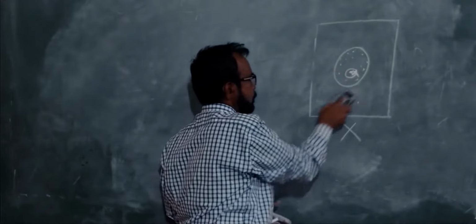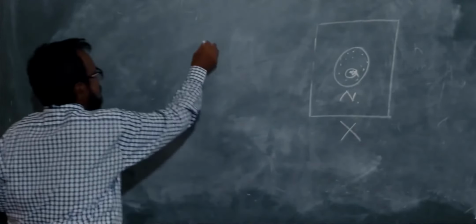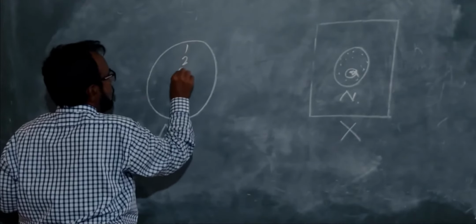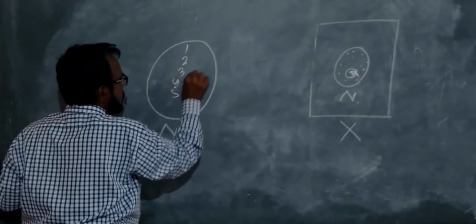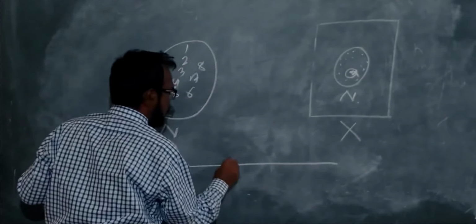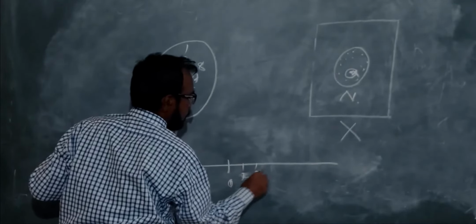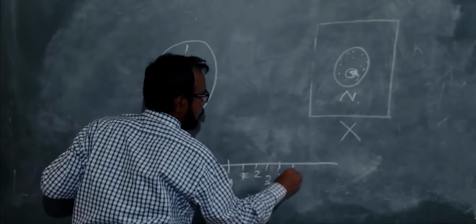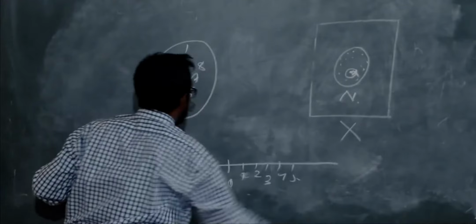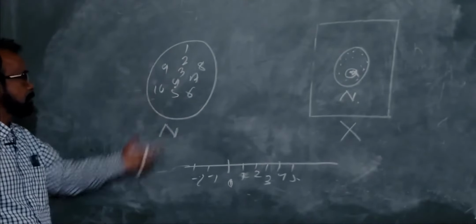Suppose S is equal to the set of natural numbers. This is the set of natural numbers, starting from 1, 2, 3, 4, 5, 6, 7, 8, 9, 10. This is the number line: 0, 1, 2, 3, 4, 5, minus 1, minus 2, going from minus infinity to plus infinity. N is the set of natural numbers.